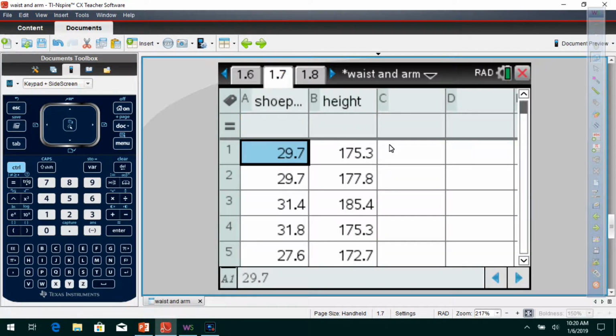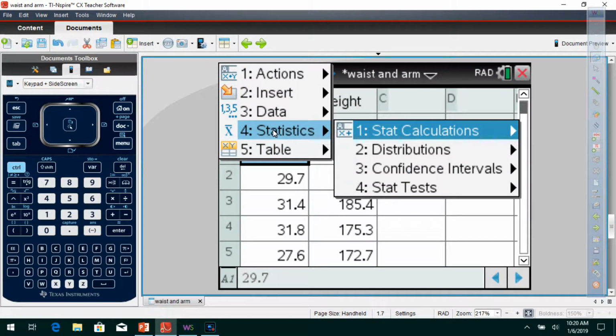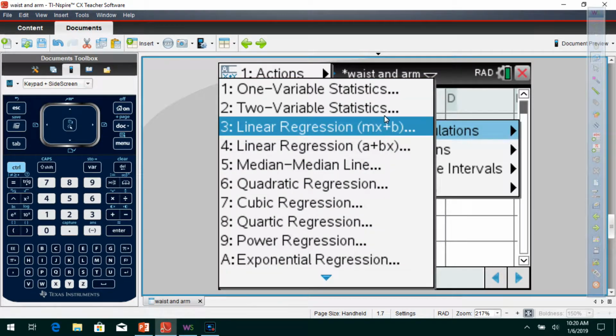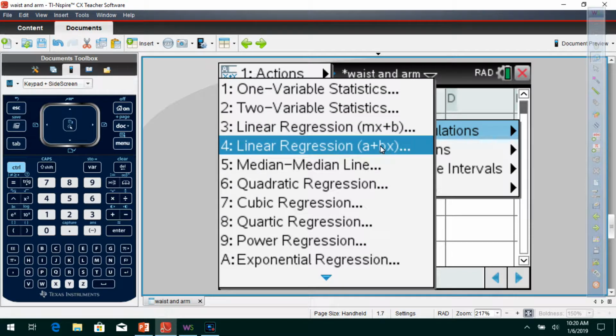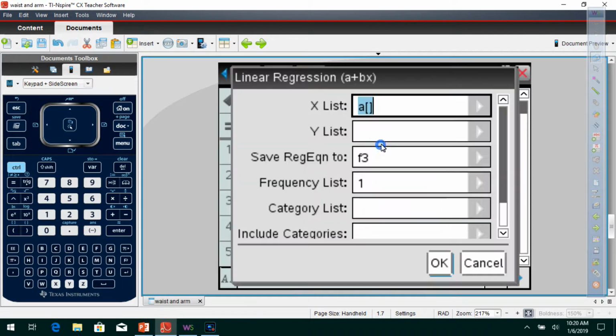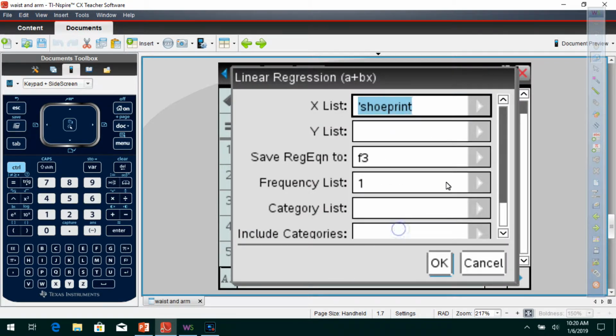So let's go back to our data, and we're going to press Menu, Stats, and then Stat Calculations, and Linear Regression number 4 there. And then our X list is shoe print. Our Y list is height.